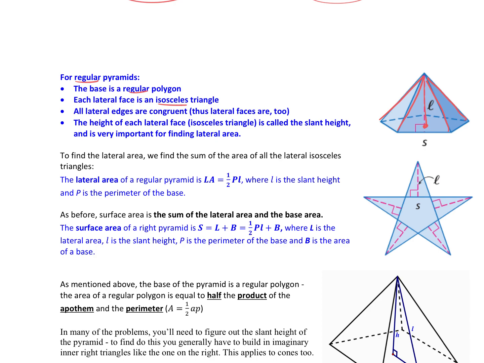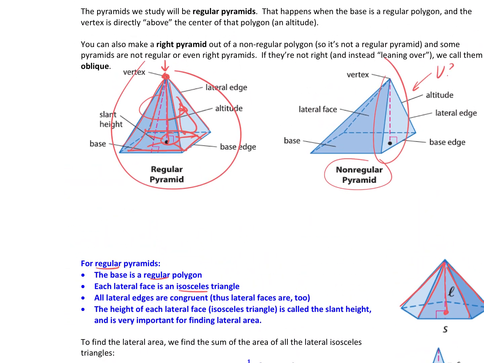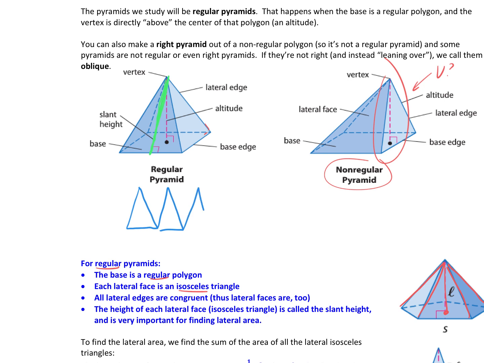I guess the newest term here is slant height, which was labeled on this a long time ago. Slant height is this segment here. Remember we were talking about how all those lateral faces are congruent. The lateral area is like 4 of these congruent isosceles triangles, and we're going to want to find the area of these isosceles triangles, so we're going to need to know the height of the triangle.